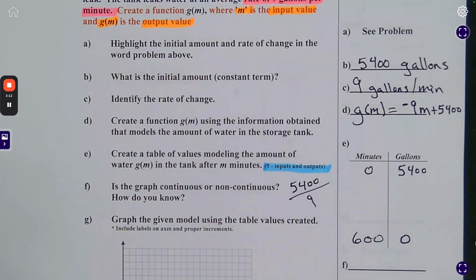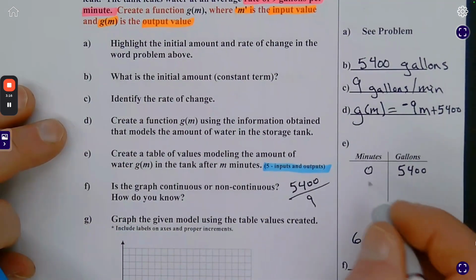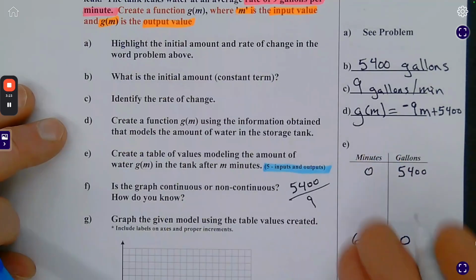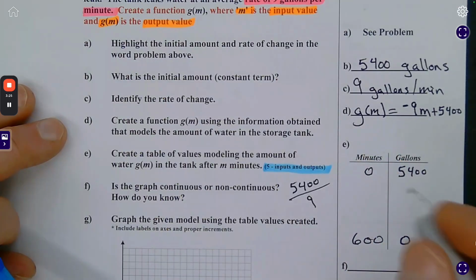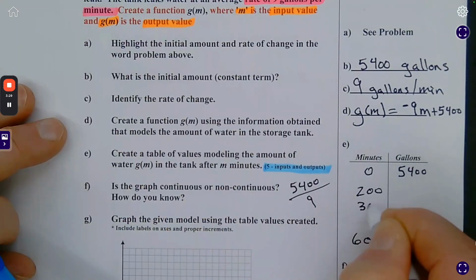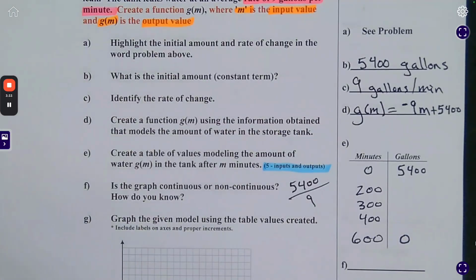Okay, so let's do it. I'm going to pick 3 more values, and I'm just going to pick them just as long as they're between 0 and 600. And I'm going to pick them so they span nicely, okay? I want to pick ordered pairs that span nicely. So I'm going to pick 200, 300, and 400. You could have picked 100, 250, 500. You could have picked different numbers. Those are the ones I picked.